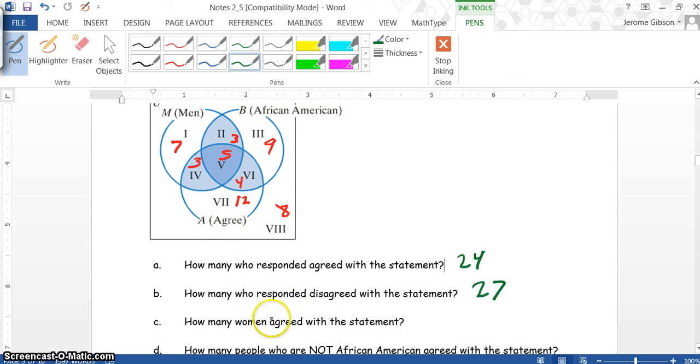But we want the women that agreed with this statement. So it'll be region 6 and region 7. So 4 plus 12 will give us 16.